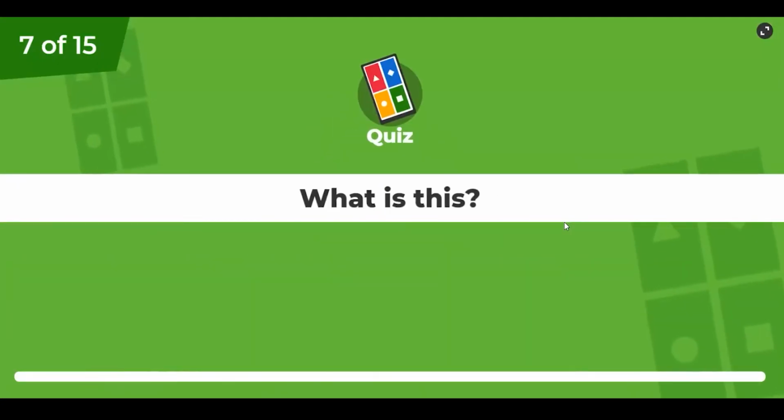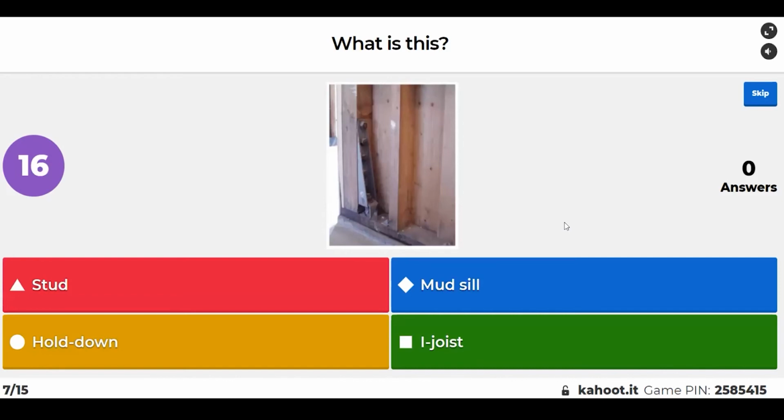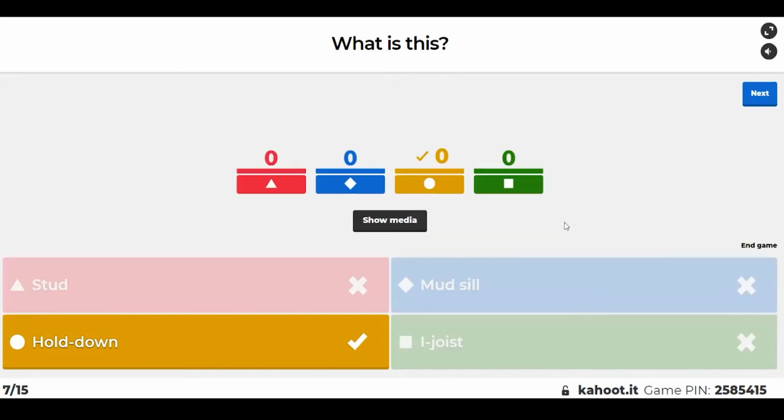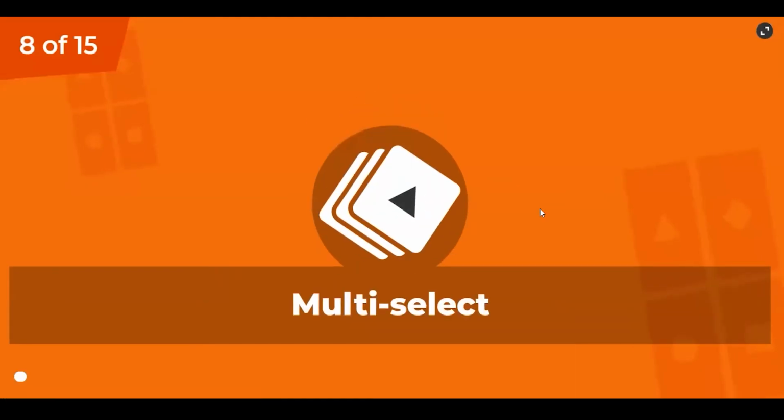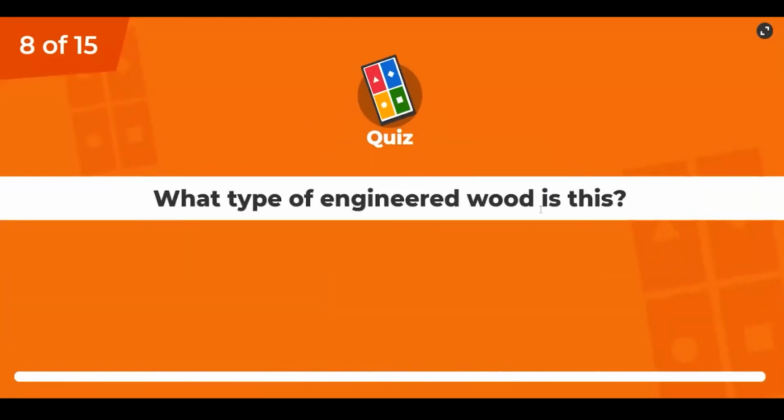What is this? Oh, so it's one of those things that holds the wooden members in place in case of earthquake and seismic activities. Yeah, I think that's the hold down, right? Yeah, it makes sense with the name of it too. Hold down. Yes.